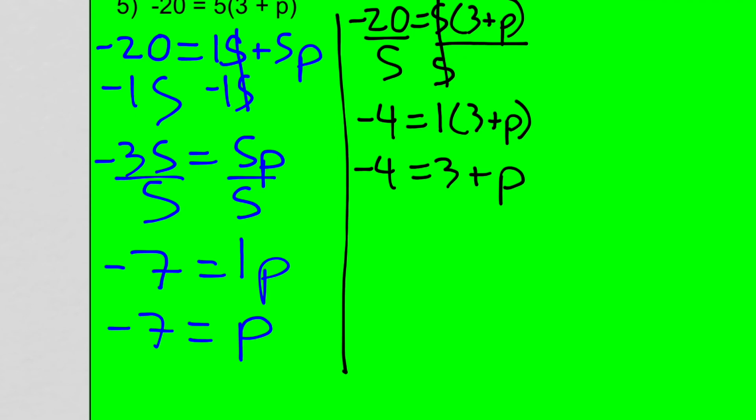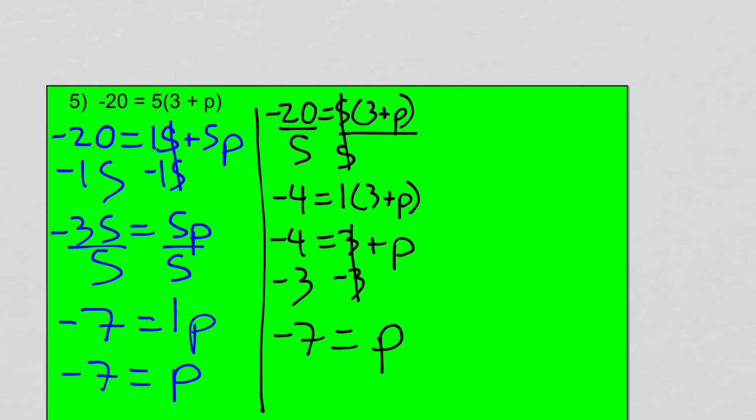Now I'm left with a one-step equation. Beside the p, I have a plus 3. I'm going to subtract 3 and do it to both sides. And negative 4 and negative 3 make negative 7 equals, this goes away. I'm left with a plus p, or just p. And look at that. Sometimes math is sort of cool the way things work out like that.